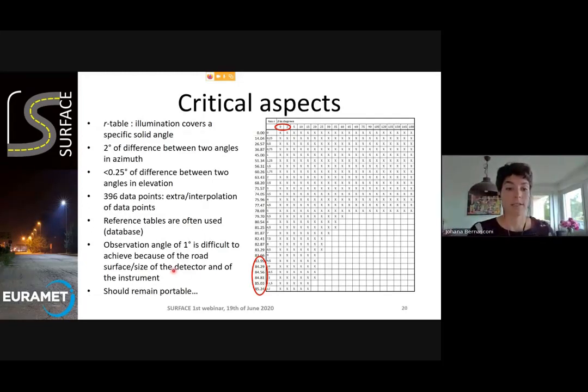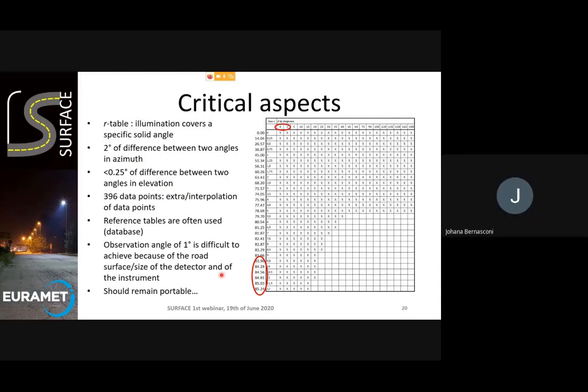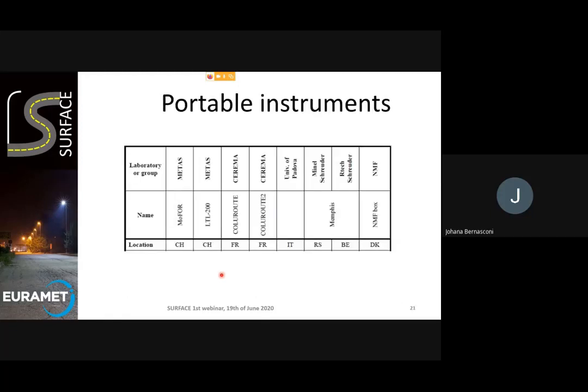And another point is that the observation angle of 1 degree is difficult to achieve because of the road surface. So when you do in situ measurement, you have the road surface, and because it's a portable instrument, you don't want it to become too large. So the 1 degree very grazing angle is difficult to achieve. So that's why it could also be interesting to have other observation angles.